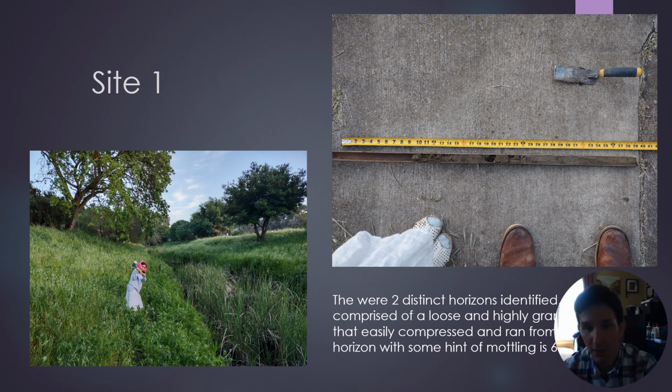And since we have an A and B horizon, we took the texture analysis for each of the samples, and we analyzed them. We will see it on the next slide.